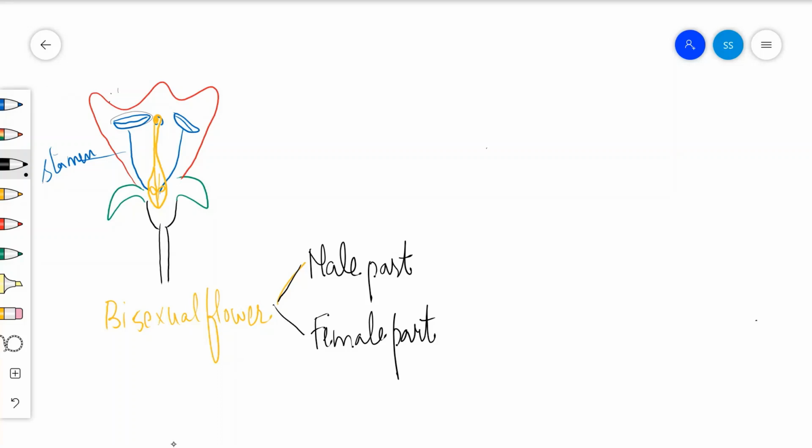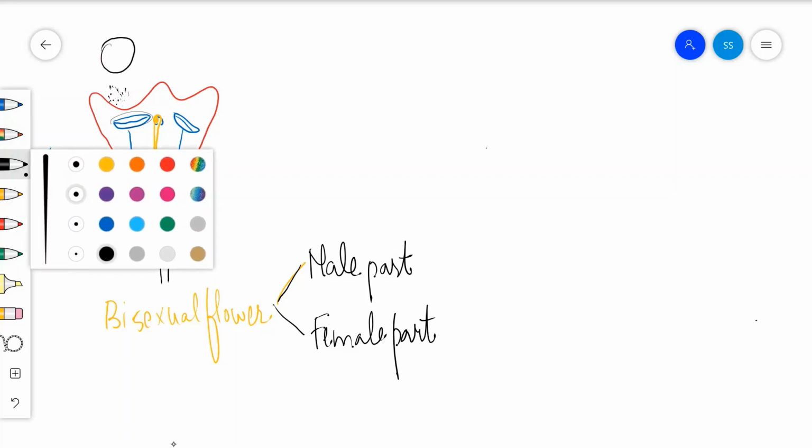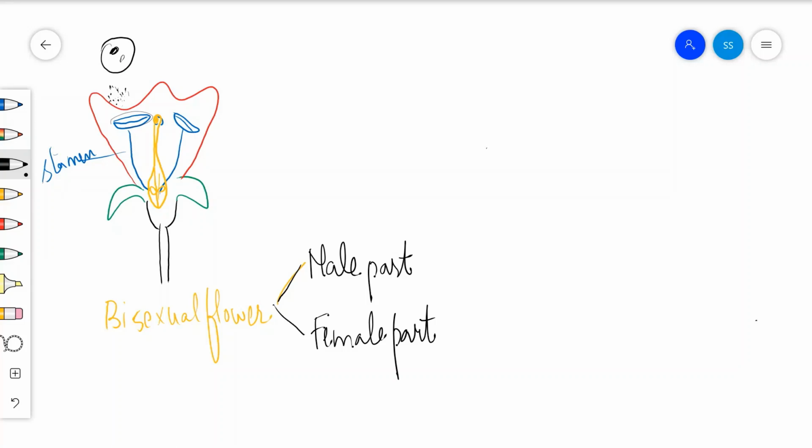Now here we should know that the tip of the stamen, that is your anther, is producing pollen grains, right? It produces a large amount of pollen grains. One pollen grain looks something like this, and it contains the male gamete. The pollen grain contains the male gamete.